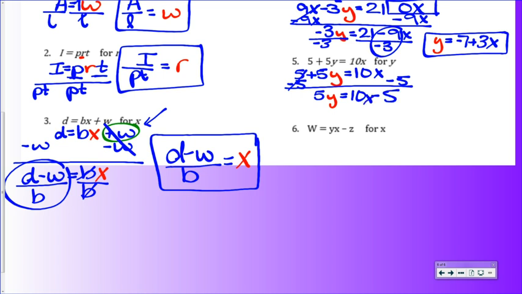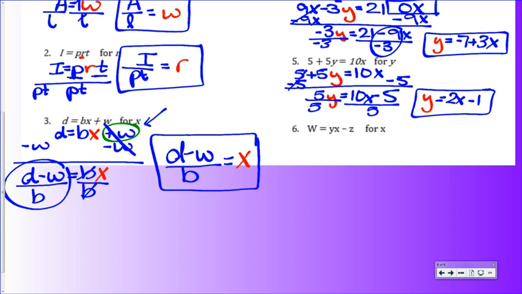Now again, notice, my 5 that I'm subtracting does not have an x, so I cannot take this 5 away from my 10x. They're two separate terms. Okay. And again, our last step is to divide. Make sure you're dividing that entire side. So we get y equals 10 divided by 5 would give us 2x, and then negative 5 divided by 5 is minus 1.